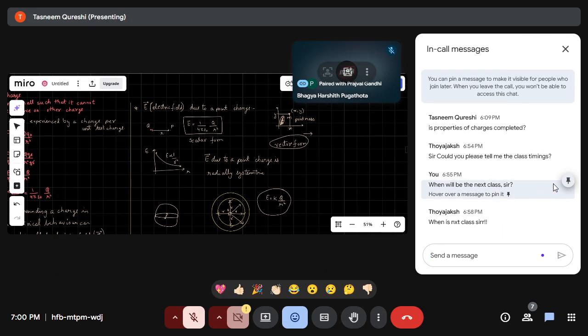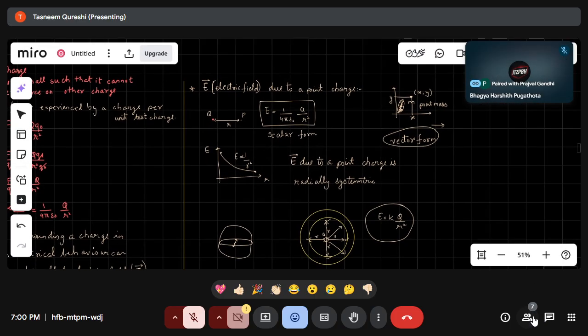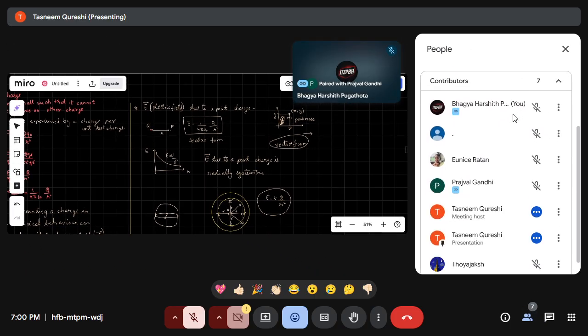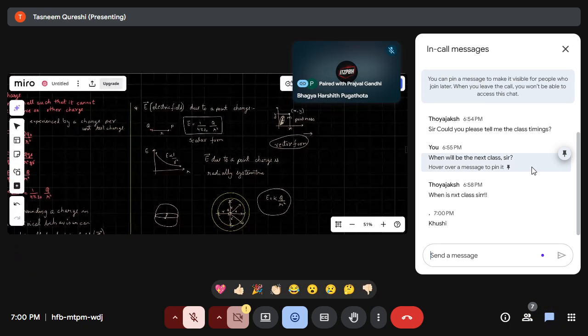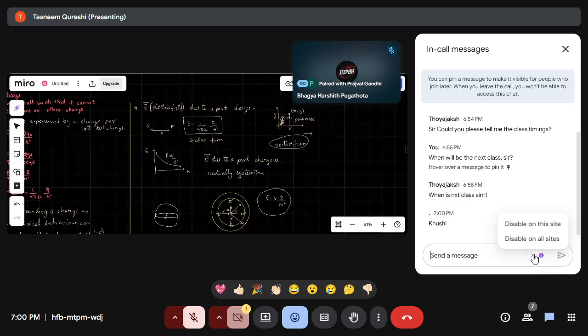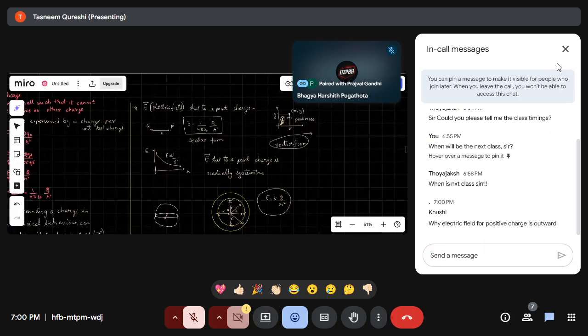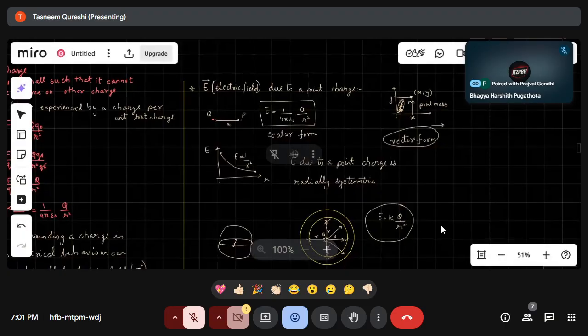Mm, someone has raised a hand. What is your name? Like you have just a dot over your name. What is your name? Khushi. Okay, Khushi. What happened, Khushi? Why did you raise your hand, Khushi? Why is the electric field for a positive charge outward?